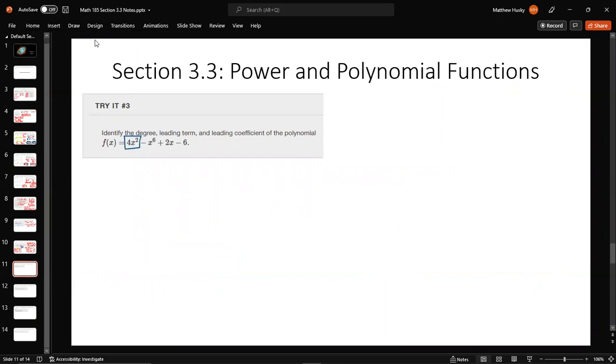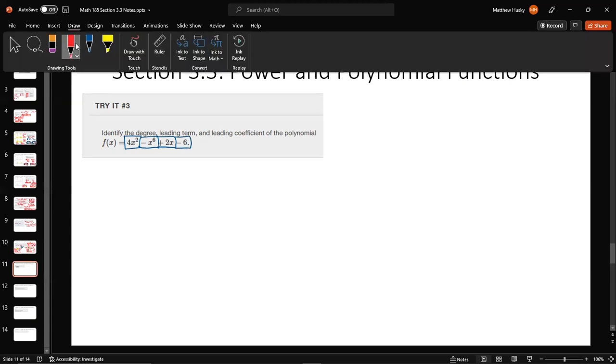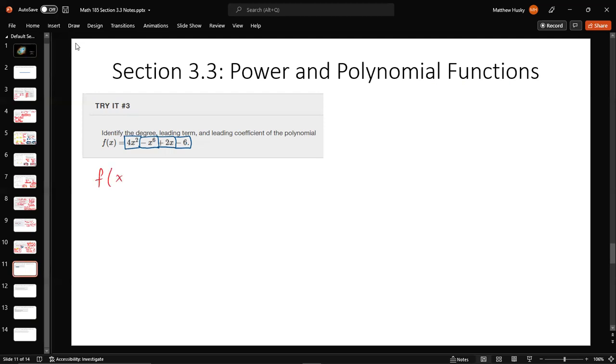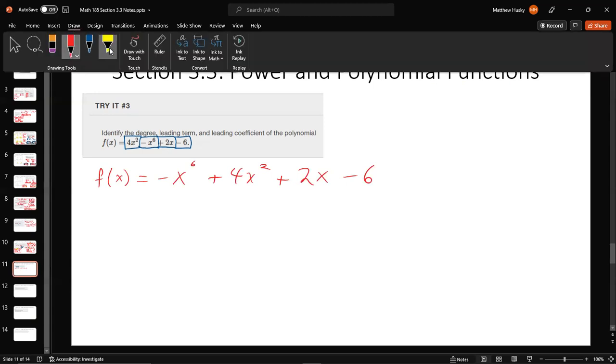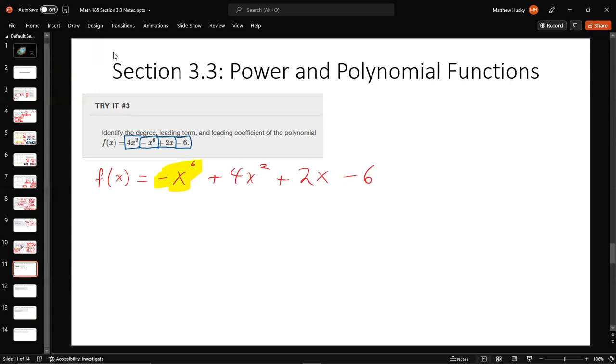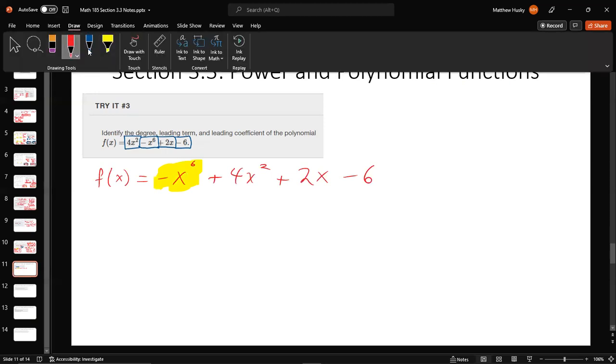here is the first term, here is the second term, here is the third term, and here's the fourth term. And what we need to do is put them so that the powers are in descending order. Negative x to the 6th plus 4x squared plus 2x minus 6. The leading term is this one right here. It's the leader here in this little polynomial train that we got going on here.